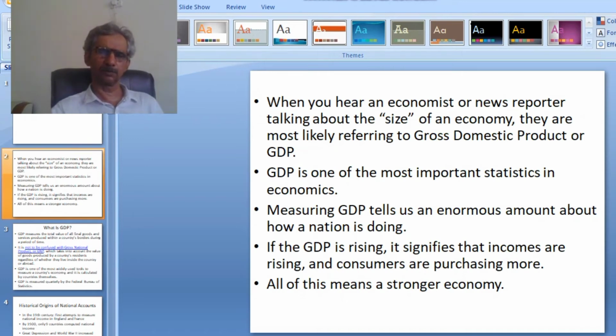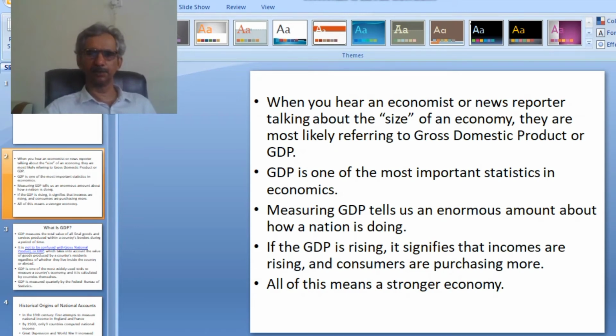Whenever someone hears news that an economist or a newspaper is talking about the size of an economy, they are most likely referring to the gross domestic product. So when someone asks what the size of the economy is, the person is talking about the GDP. GDP is one of the most important statistics in economics, an important factor which indicates the performance of any country.